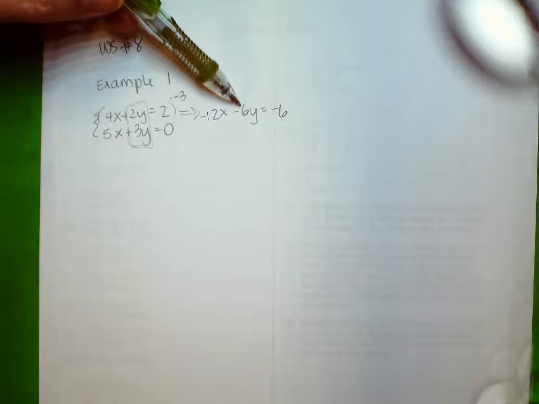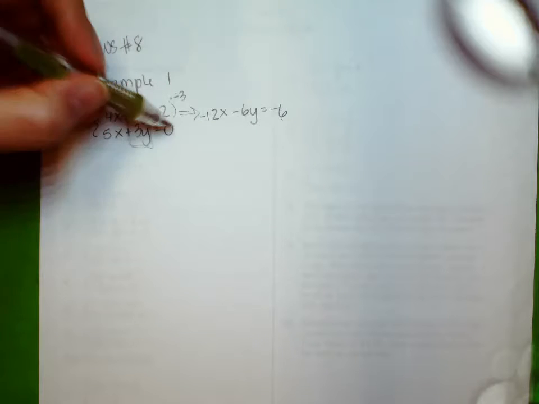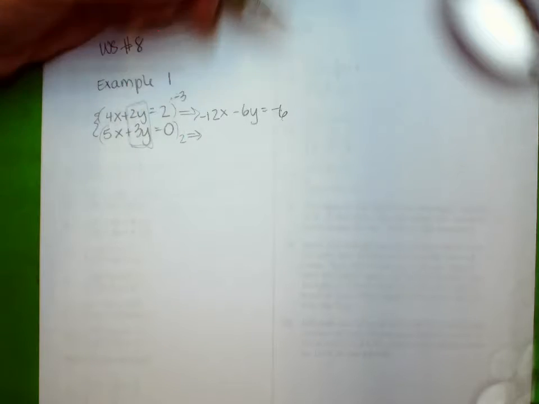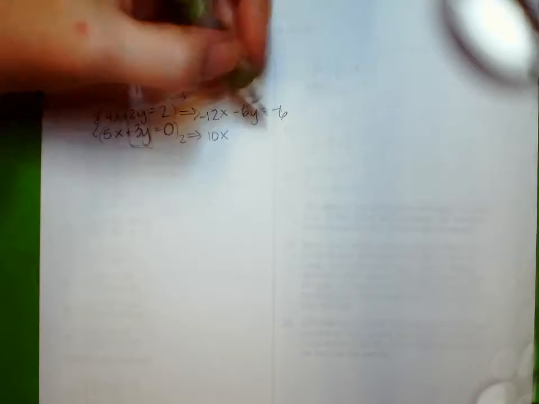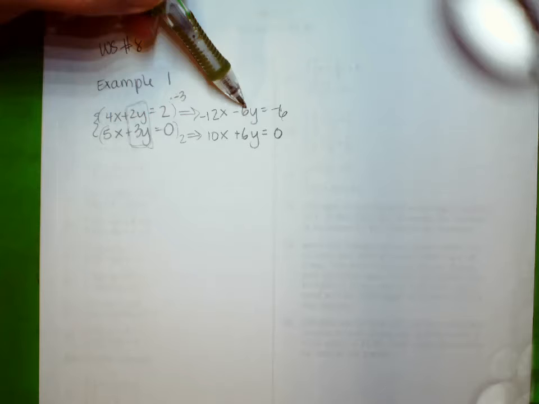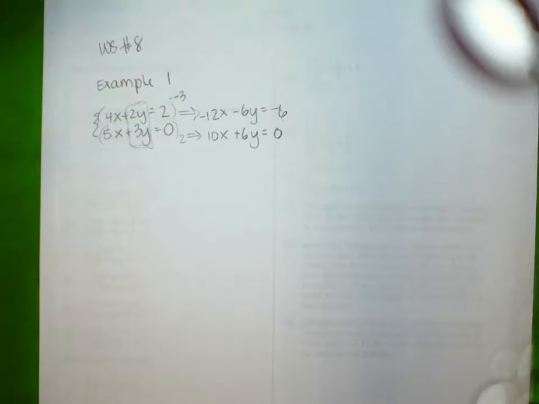Now we know that this is the 6y. We need this to be a positive 6y. So to get this to be a positive 6y, you multiply the whole thing by 2. So we have 2 times 5x, which is 10x. 2 times 3y is 6y. And then 0 times 2 is just 0. So now we've got our equations to where something will cancel out.